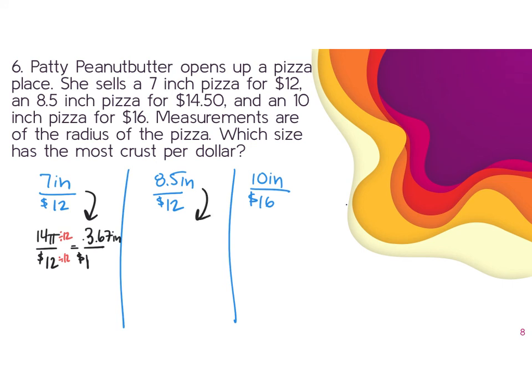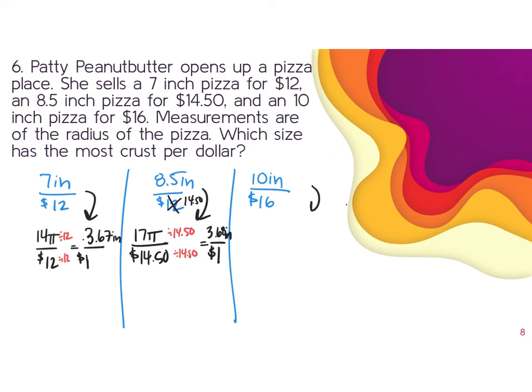All right, let's take a look at the next one. So we're going to do circumference. 8.5 times 2 is 17 pi, and it's not actually per $12. It is $14.50. So over $14.50, and I want it to be per $1 so we can compare. So I'm going to divide by $14.50. So 17 pi divided by $14.50, I get about 3.68 inches.